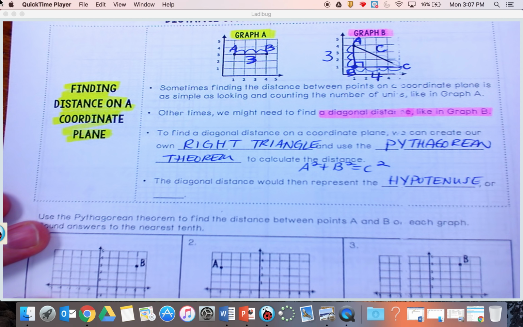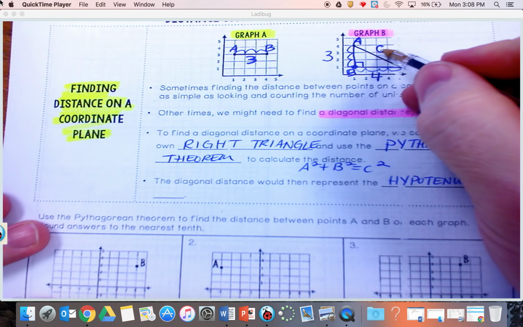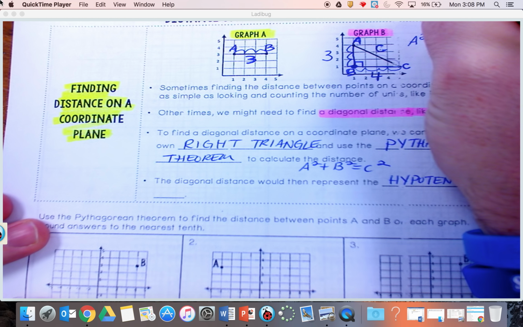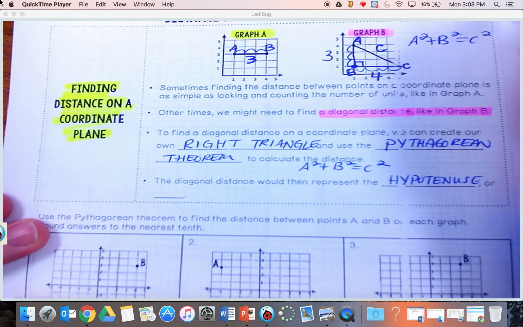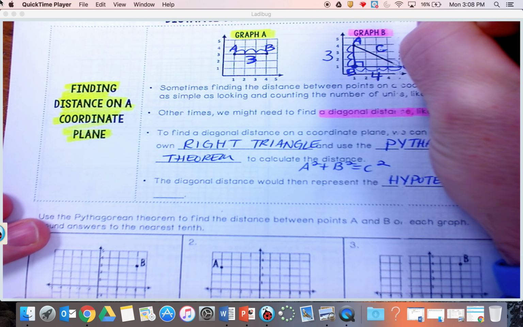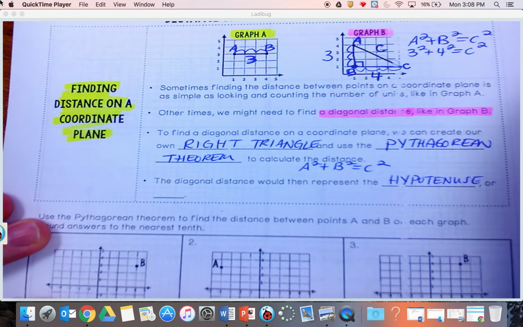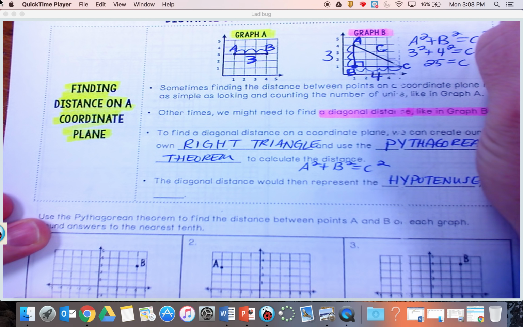And I can now use that to find my hypotenuse. And since I'm finding the hypotenuse, I'm just going to add them up. And so I write down my Pythagorean theorem. I know my A is 3. I know my B is 4. I'm going to square them. And when I do that, I get 25 equals C squared.